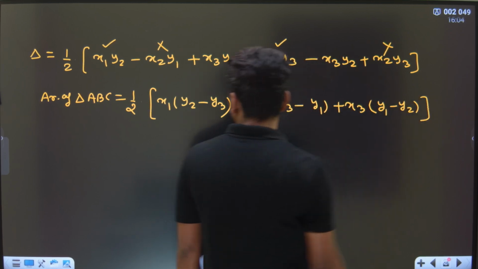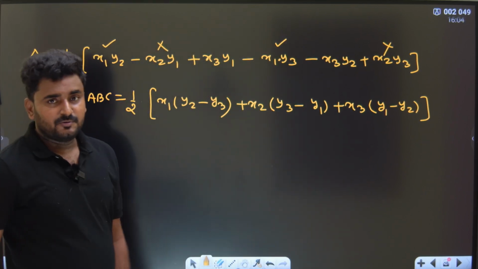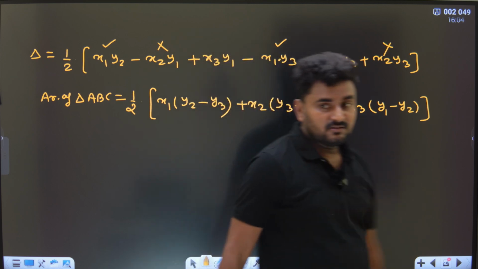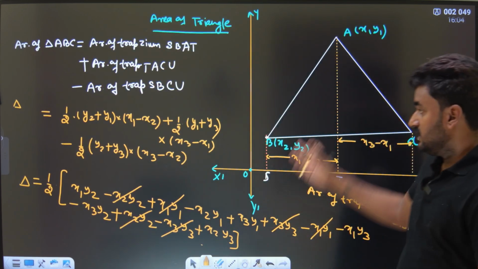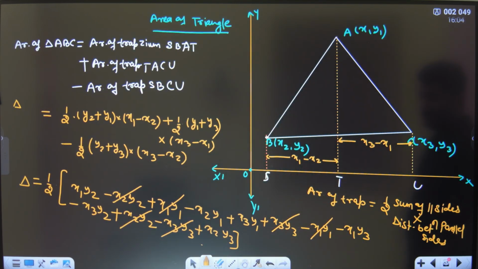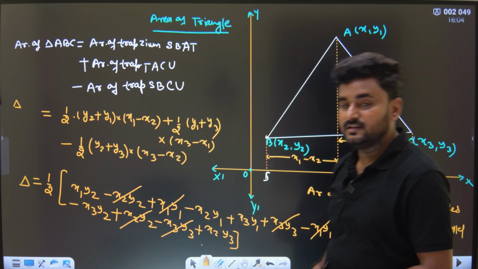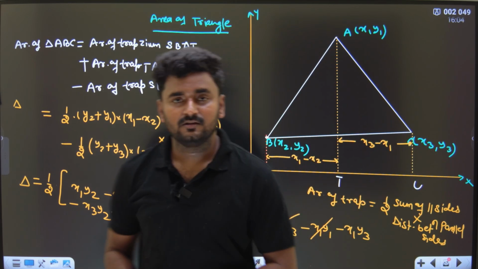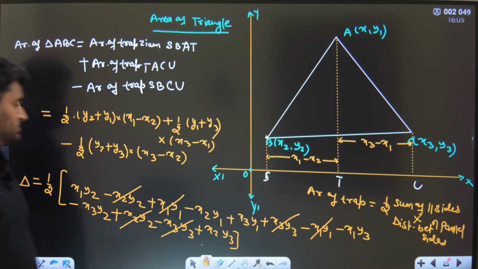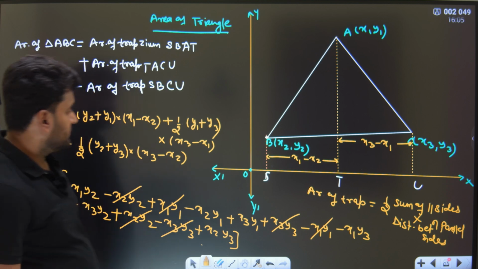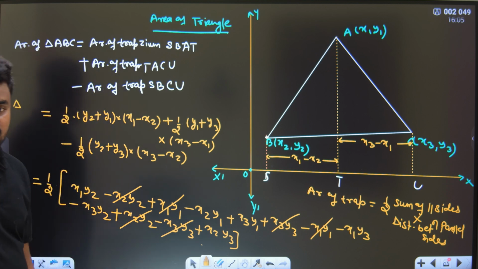So this is the very long process you saw for finding the area of triangle. If the triangle ABC is given whose vertices are x1 y1, x2 y2 and x3 y3, we can find the area of triangle like this. Now we are going to see the area of triangle again by using another method. Please note down.